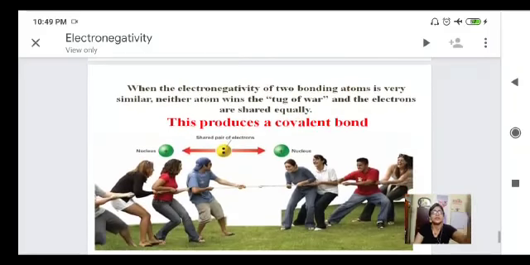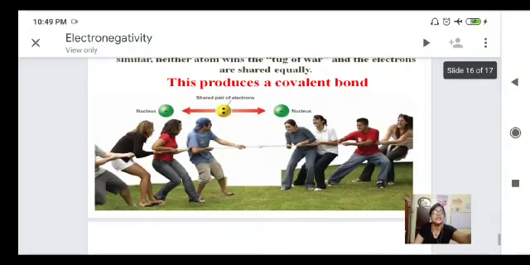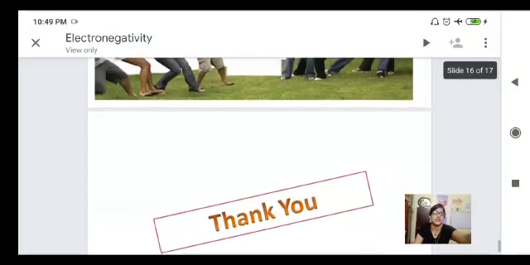And if we consider this picture, where there are equal numbers of people on the left hand side and on the right hand side, and both sides drag the electron pair equally to their side, it will give rise to a covalent bond. That means they have the same amount of electronegativity.